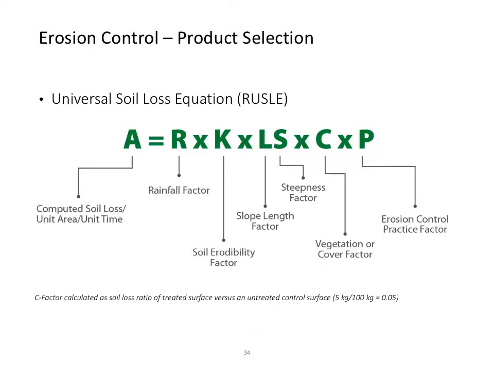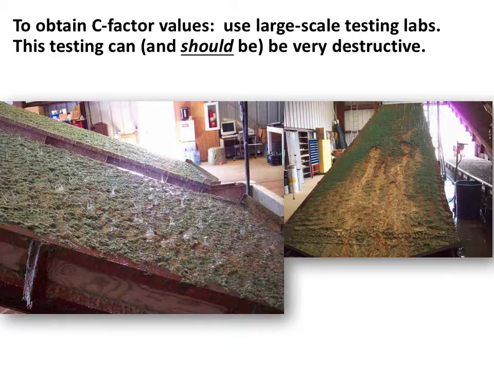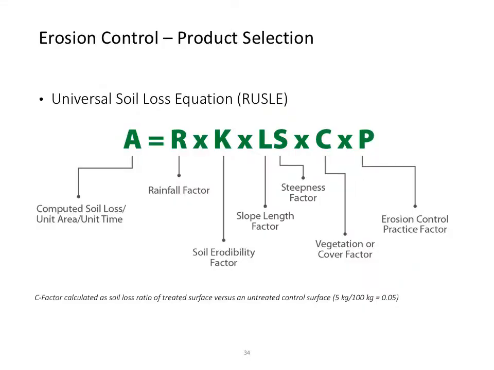Best place to start is going to be with the Russell equation. We're not going to go into this, we're limited on time, but in general the output is going to be pounds per acre per year of expected soil loss. Each product is going to have a cover factor. The rest of these factors are specific to that site: rainfall, soil, slopes, lengths, that's all fixed.